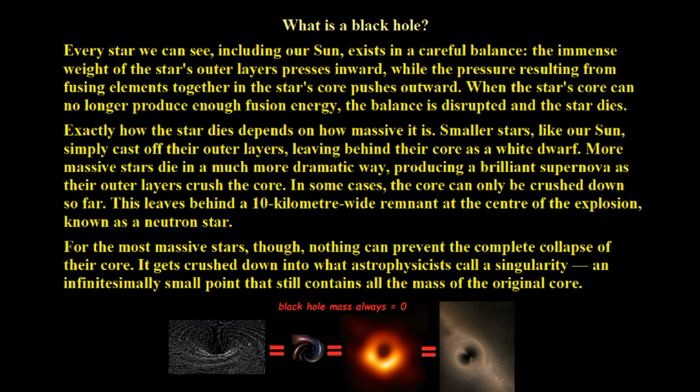That's essentially it. Exactly how the star dies depends on how massive it is. Smaller stars like our sun simply cast off their outer layers, leaving behind their core as a white dwarf. More massive stars die in a much more dramatic way, producing a brilliant supernova as their outer layers crush the core. In some cases, the core can only be crushed down so far. This leaves behind a 10-kilometer wide remnant at the center of the explosion known as a neutron star. For the most massive stars, though, nothing can prevent the complete collapse of their core. It gets crushed down to what astrophysicists call a singularity.